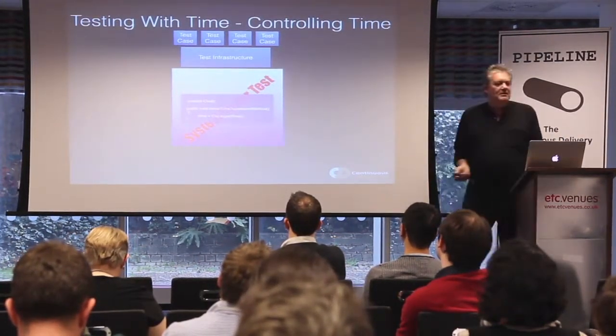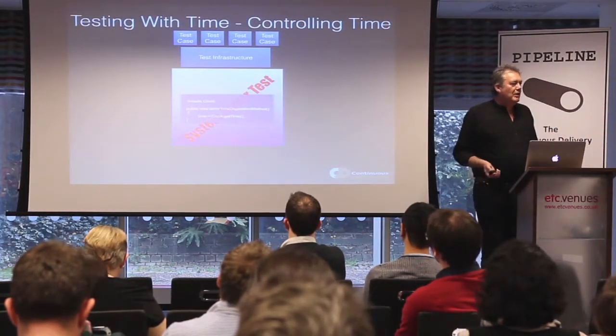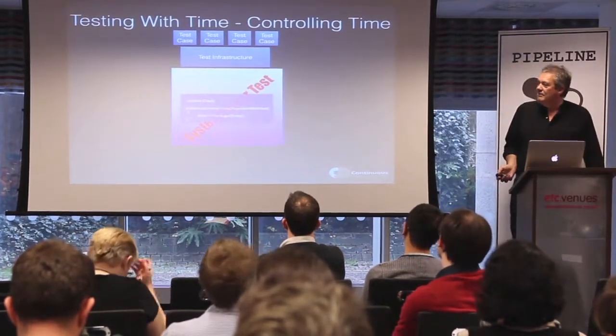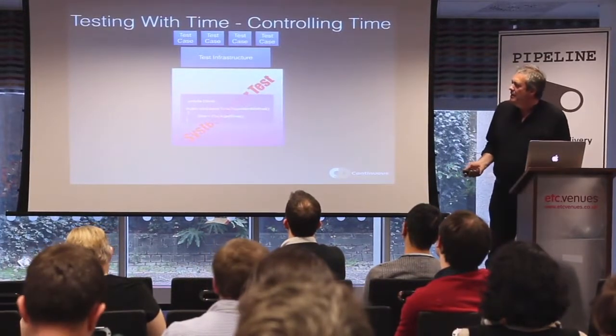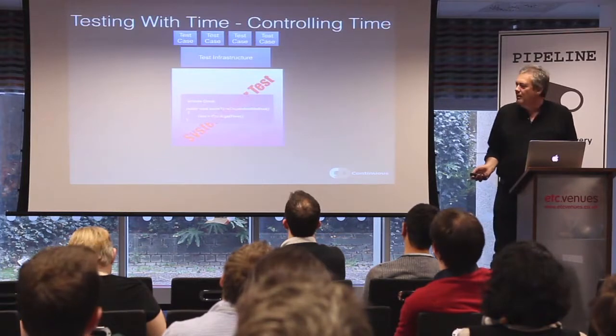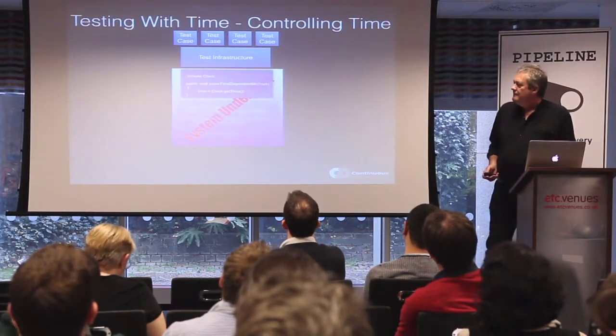So another way that we could do it, again, we're using one level of indirection. So let's introduce the idea of a clock. We'll have a clock that sits between us and the system time. It's doing the same thing under the covers. It's going to do the system. But now our system under test only ever accesses time through this mechanism.